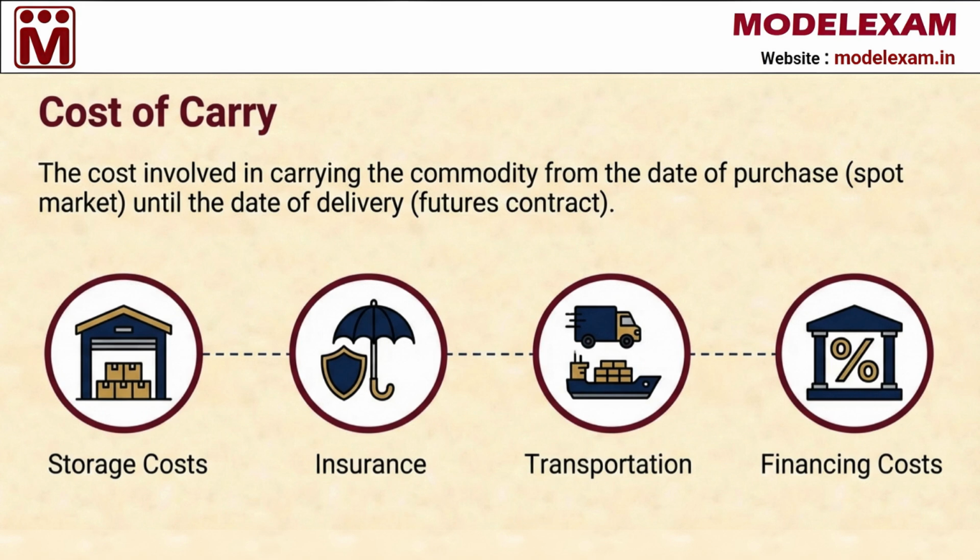You have storage costs because you need a warehouse to keep the goods. You have to pay for insurance to protect against theft or damage. You have transportation costs to move the goods. And finally, you have financing costs, which is the interest you pay on the money you borrowed to buy the commodity in the first place.